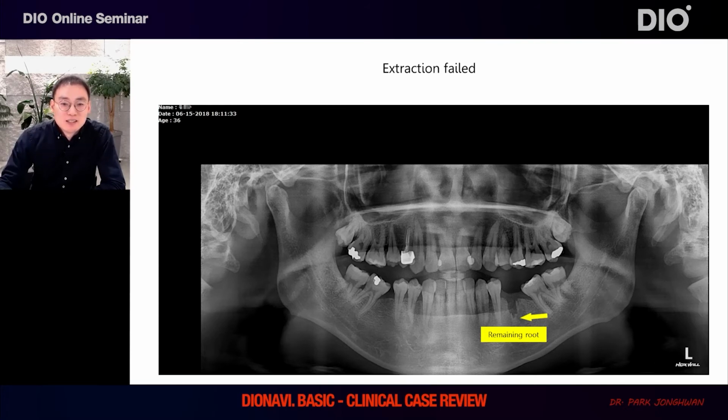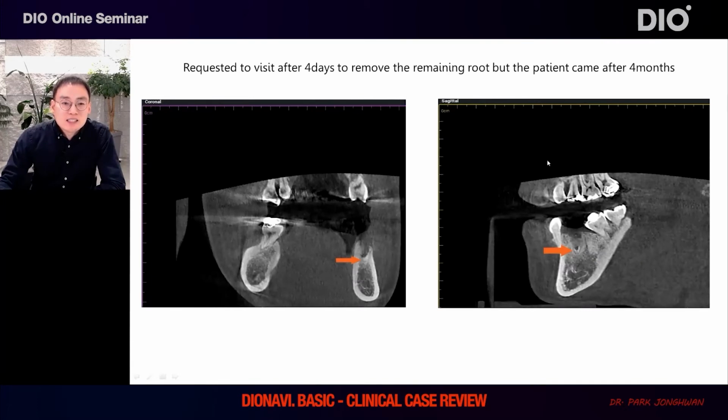So I took out more than this. I removed some of them, but the patient missed the appointment 4 days later. He came back after 4 months. Then, what kind of problem can we expect? It's covered at the top. This one is from the day of the extraction. I took out more than this. This is CT from the extraction day, not 4 months later. So they were all still there.